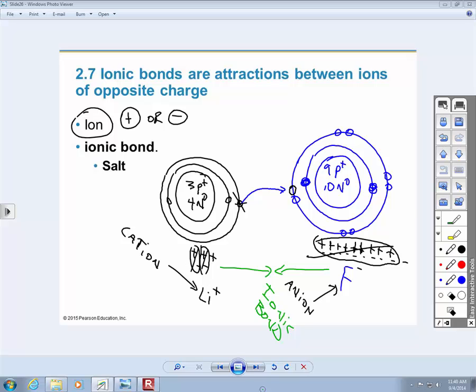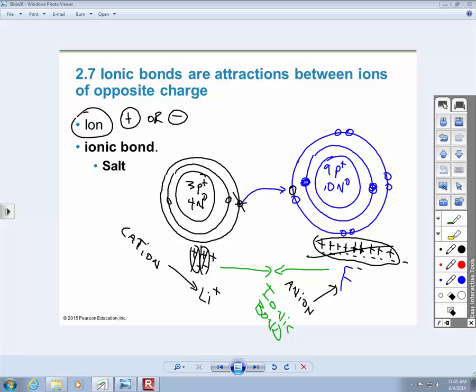Got to have all outer shells completely full in order to have a stable molecule or compound. Absolutely. And if they're not, it will continue to react until they're all full. Outer shells are full. That's just a rule. That's how it works. These are ionic compounds, and obviously you've got 2 different elements, so it's a compound.